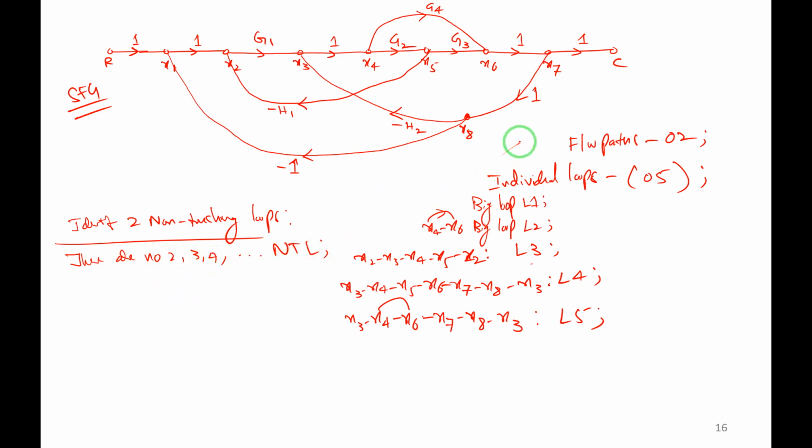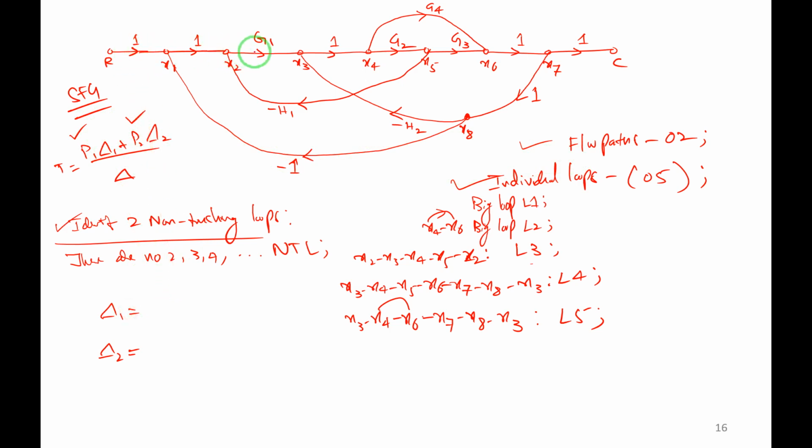Right? Forward paths we have identified, individual loops we have identified. There are no 2 or 3 non-touching loops. Then what is delta 1, delta 2? 2 forward paths are there. So delta 1 and delta 2 here. Right? If I write Mason's gain formula, 2 forward paths are there: P1 delta 1 plus P2 delta 2 divided by delta, right? So P1, P2, you know how to calculate. I have just identified them. And delta 1, delta 2, I will tell you.